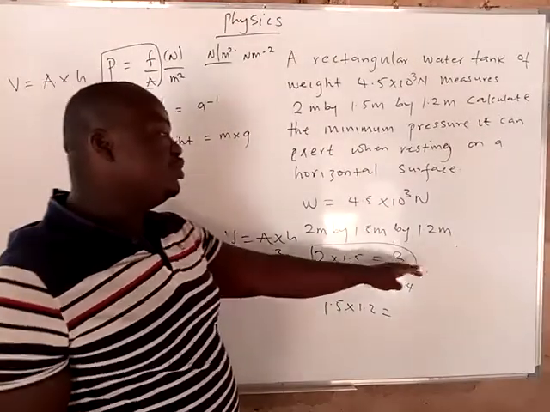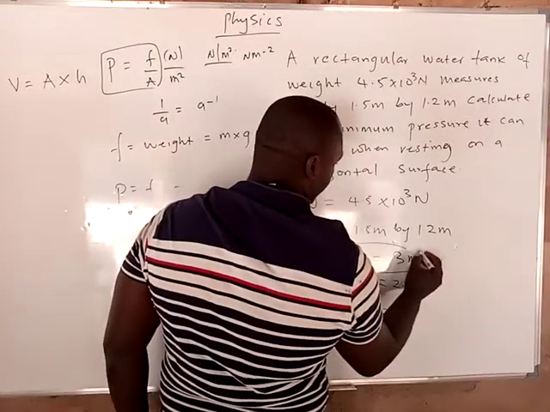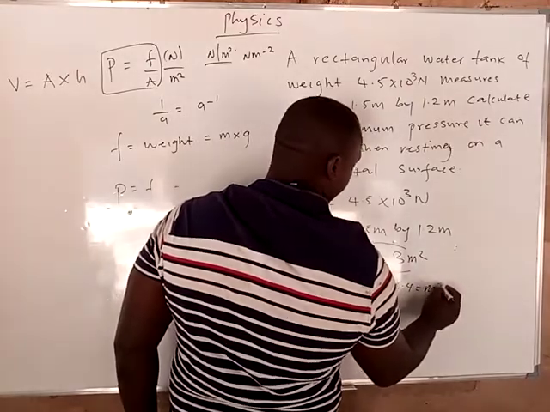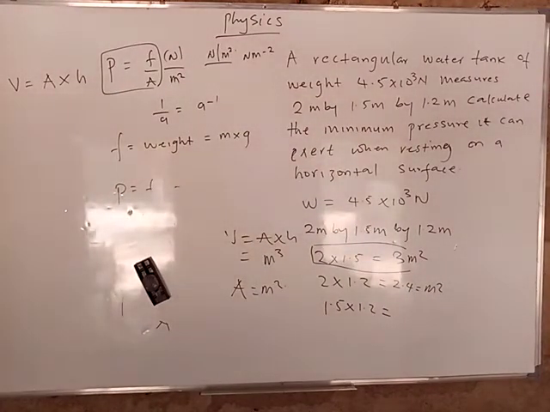So the area we're going to use is 3. Remember that 3 is measured in meter square. This quantity is also measured in meter square. Note that it's very, very important, because area is measured in meter square.